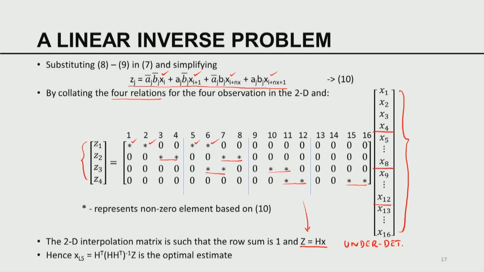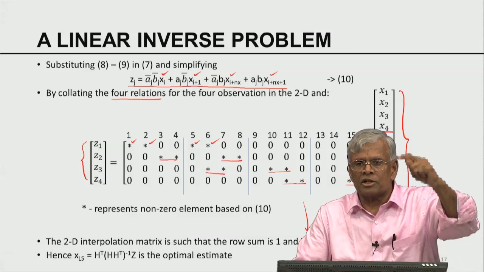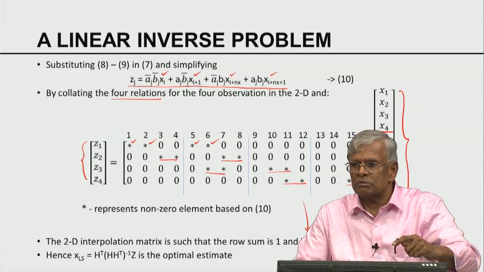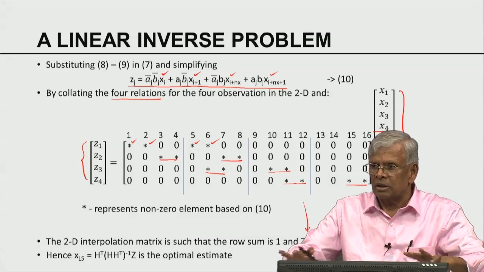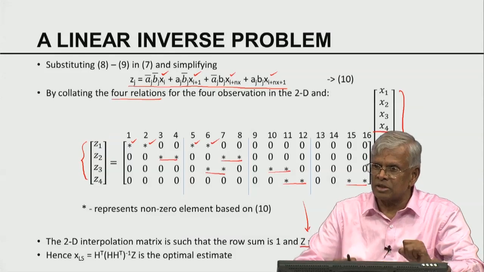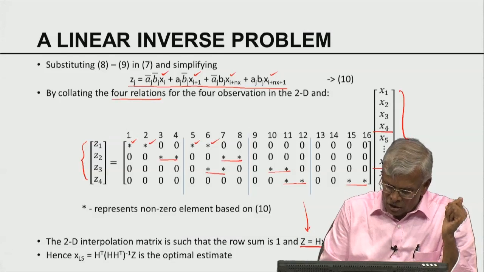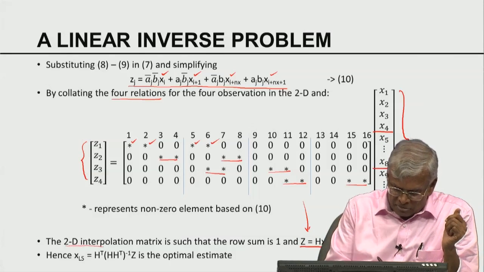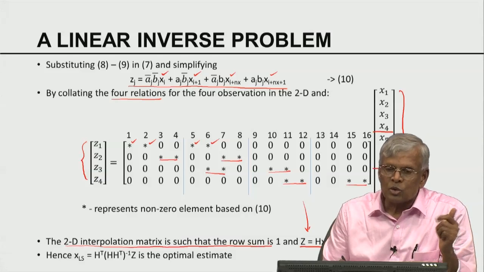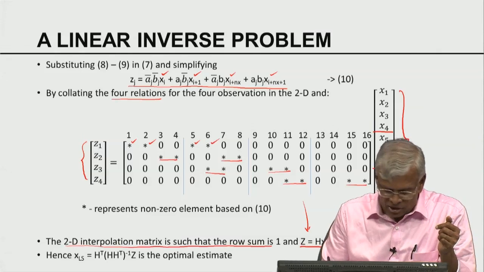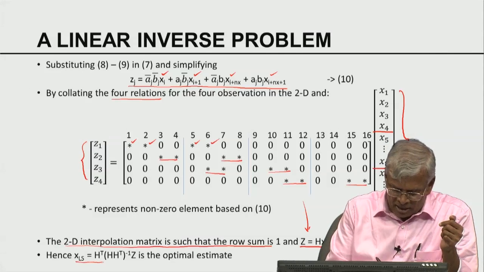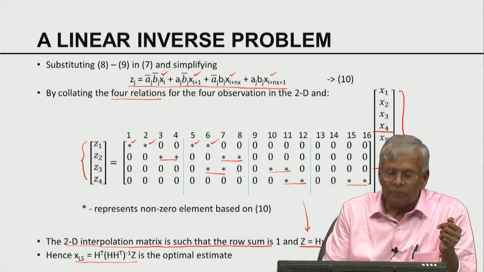I want to emphasize that in the case of satellite measurements, the vertical temperature profile distribution, we have an overdetermined system. In the case of spatial interpolation like this, we have an underdetermined system. I am illustrating all the aspects of my least square theory. The 2D interpolation matrix is such that the rho sum is always 1. I want to be able to solve Z is equal to H of X. Z_LS is equal to H transpose.